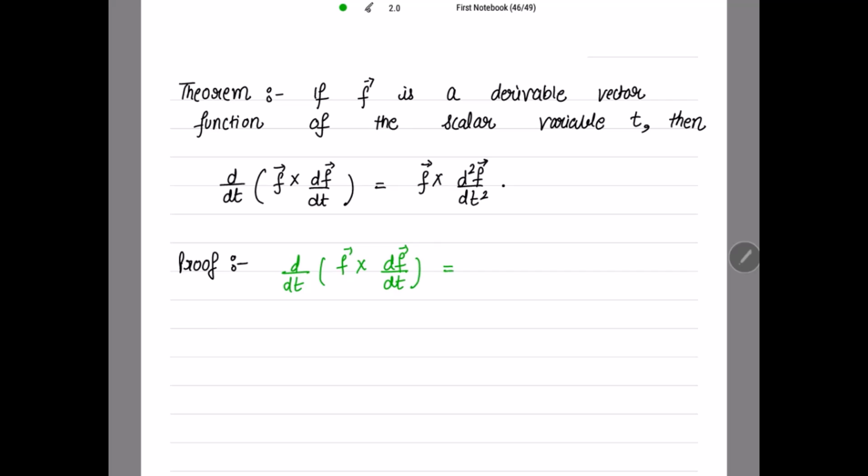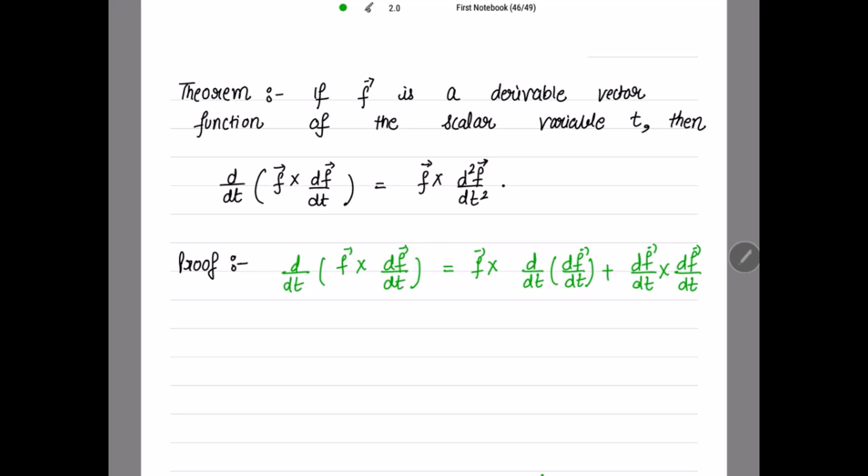How can we take the derivative for the cross product of two vectors? Yes, again the same formula. First function, cross product with the d by dt of the second function, then plus derivative of the first function with cross product with the second function, right? Okay, first function cross product with derivative of second function plus derivative of first function cross product with the second function.